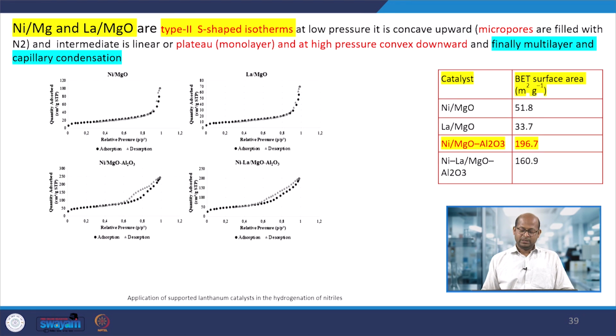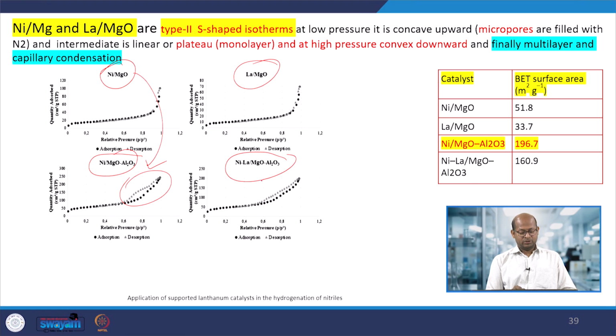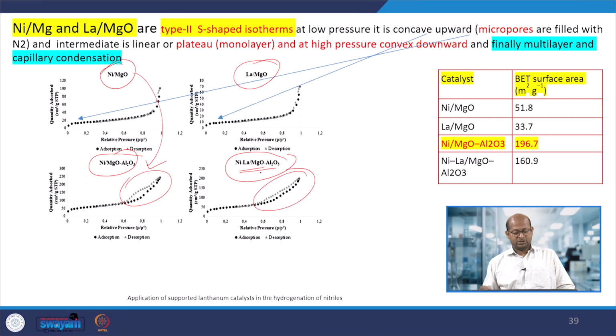Here you can see different types of isotherms. The first one is nickel MgO, the second one is lanthanum MgO. There is no hysteresis loop present, but when it is nickel MgO over alumina, then a hysteresis loop is present. This sample is different: nickel lanthanum MgO alumina. Here also hysteresis loops are present.